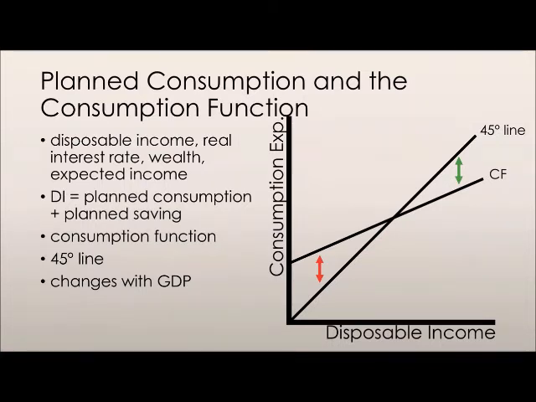When we take a look at the consumption function and the 45-degree line together, we can see that if the consumption function lies above the 45-degree line, this means that expenditure exceeds disposable income. And if the consumption function is below the line, then it means that expenditure is less than disposable income and we're saving some money.